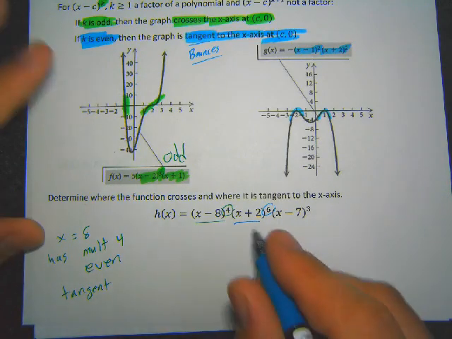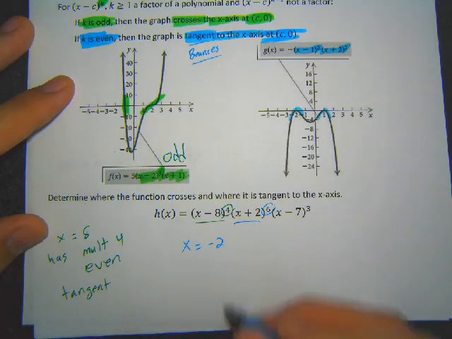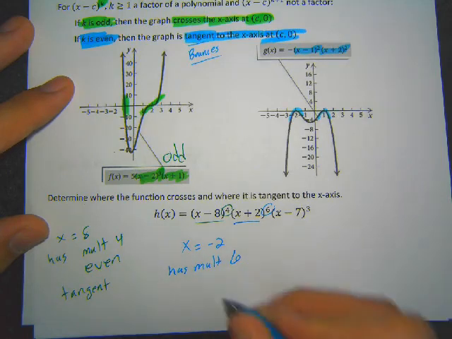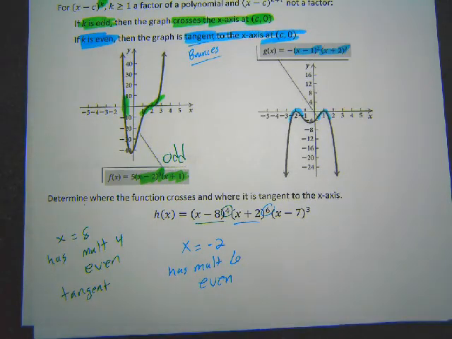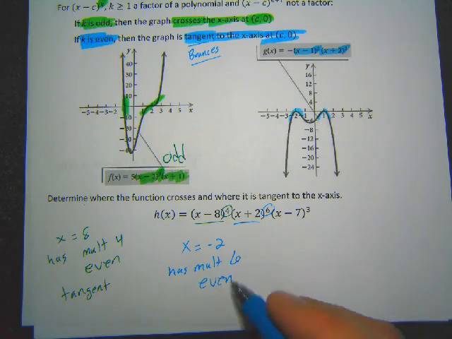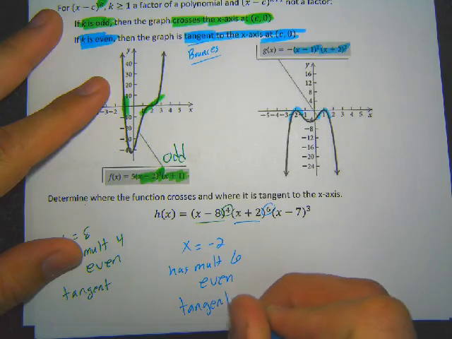Well, that's still even, right? So here, x equals negative 2 would be the 0. Negative 2 plus 2 would be 0. And that has a multiplicity of 6, but that's still even, right? It's still an even number, just a different even number. As long as the power is even, the degree is even, you have even multiplicity, then it's going to be tangent. So it's also going to be tangent there.